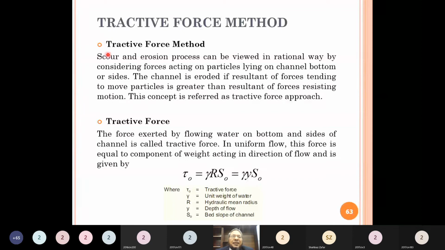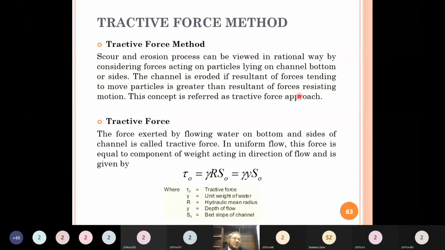Then what is the tractive force method? In this method, the scour and erosion process can be viewed in a rational way by considering forces acting on particles lying on the channel bottom or sides. The channel is eroded if the resultant of forces tending to move particles is greater than the resultant of forces resisting the motion.